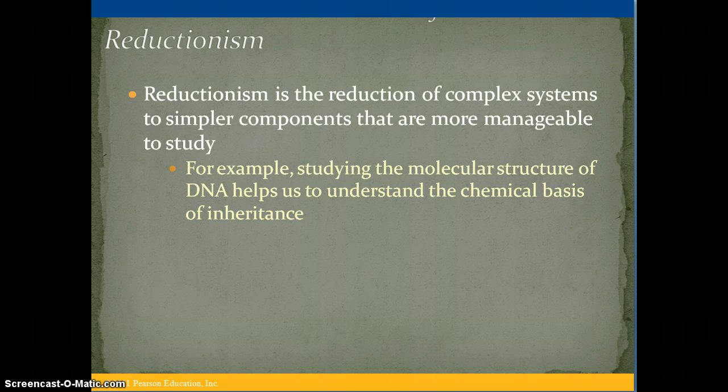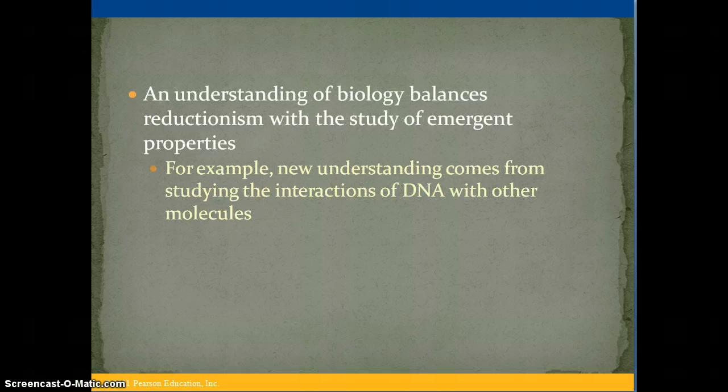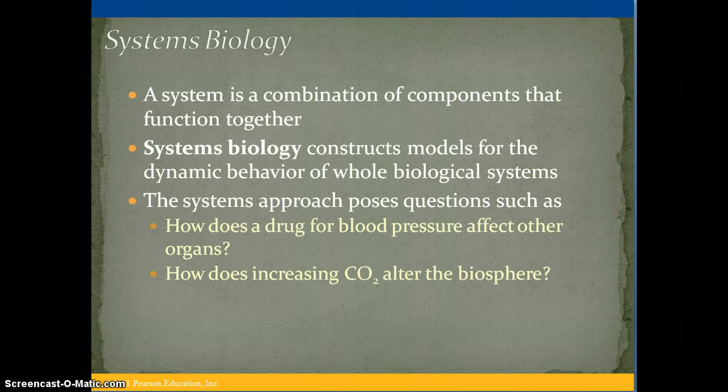One of the themes you'll be reading about in week 1 is reductionism, which reduces complex systems to simpler components to make them more manageable to study. You're going to be looking at different layers of each area of biology this term, and you're going to see how it all interacts with each other. An understanding of biology balances this reductionism with the study of emergent properties. Further this term, we're going to be looking at the study of DNA. The systems of biology are a combination of components that function together as one.